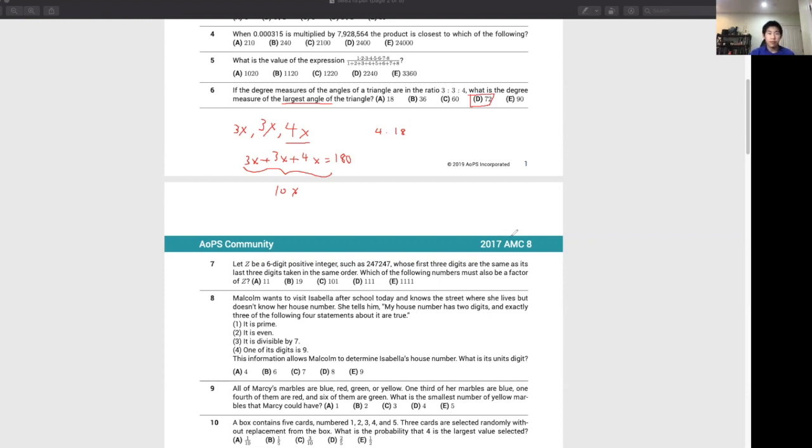Next, problem 7. Z is a 6-digit positive integer, such as 247,247, whose first 3 digits are the same as its last 3 digits, taken in the same order. Which of the following numbers must also be a factor of Z?